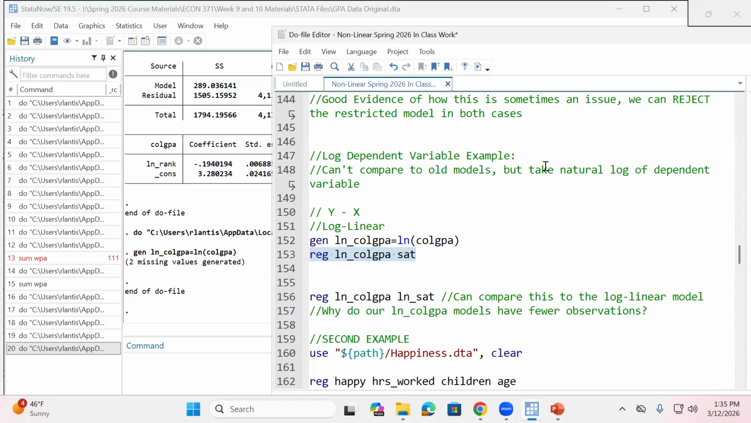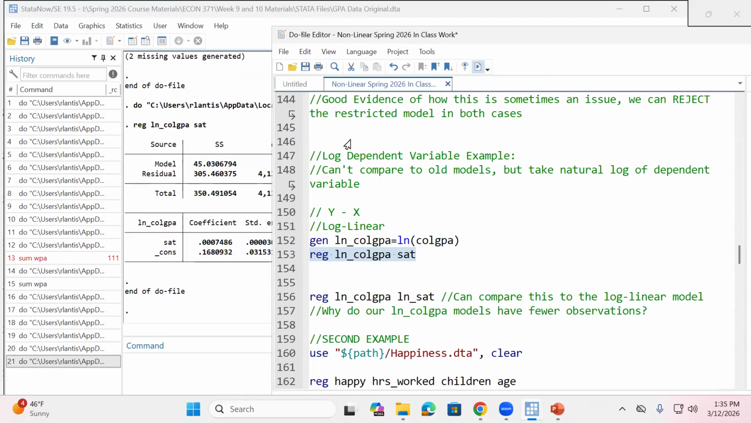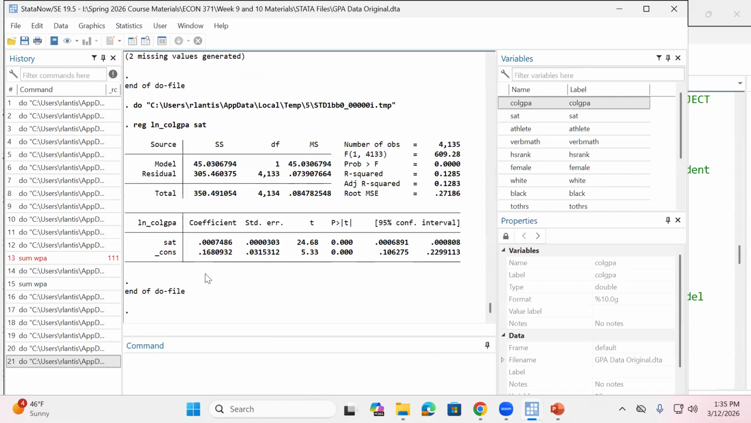So if I go back and look at this log linear model and run the regression, how would I interpret this coefficient? If the SAT score of a student goes up by 1 point, the predicted change in their GPA would be not 0.0007, it'd be 0.007 times 100, so 0.7. And it's not that my GPA goes up by 0.7, it goes up by 0.7%, right? When I'm looking at the natural log of a variable, everything is now in percentages.